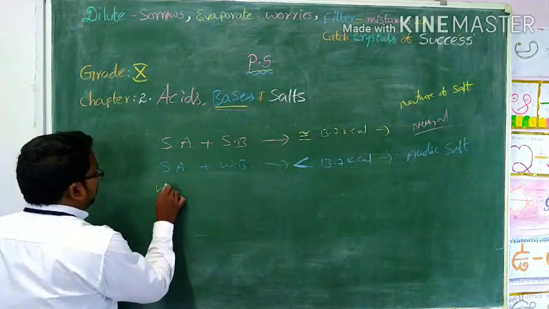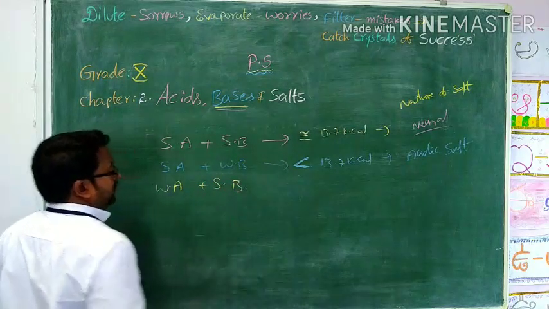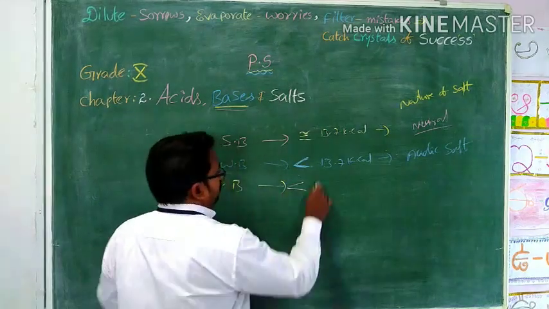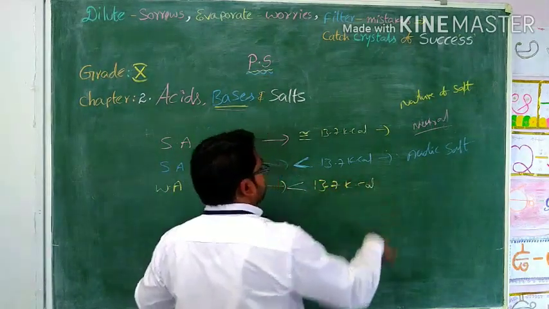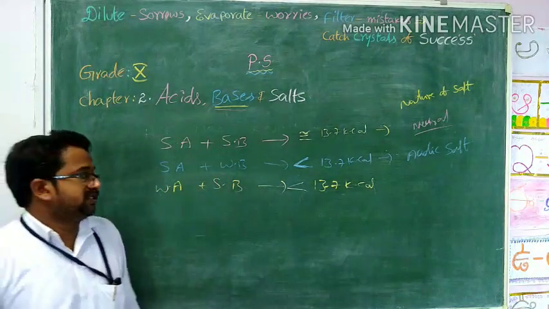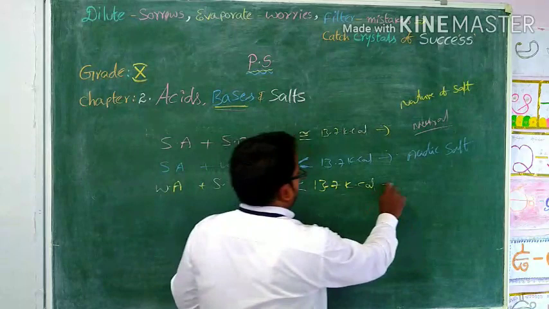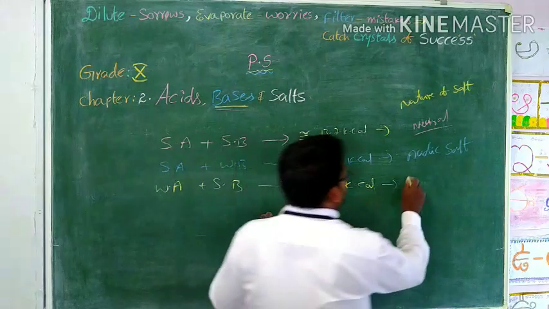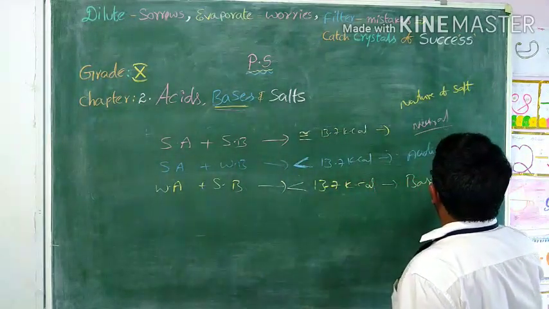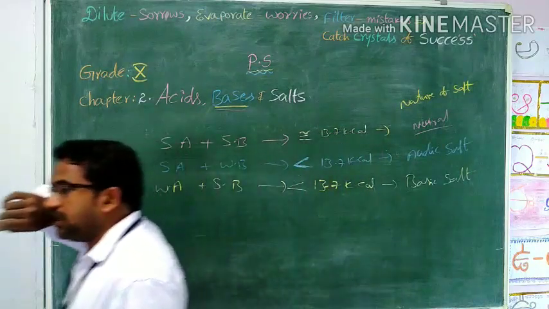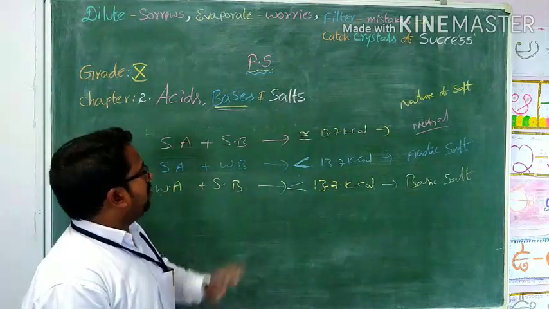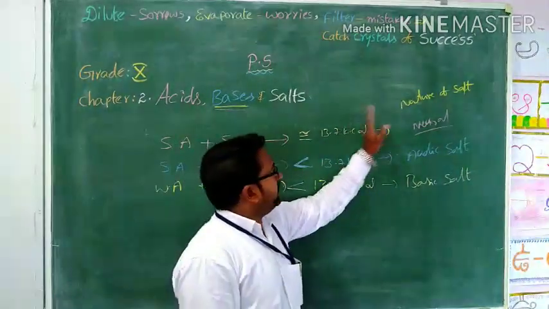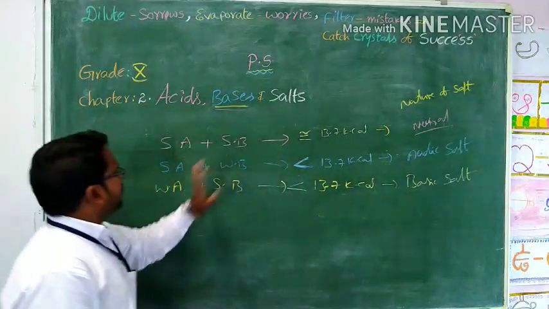Right? Let us see weak acid and strong base. Weak acid and strong base. In this case, what happened? That time also less than 13.7 kilocalories of energy is released. Less than 13.7 kilocalories. Now, nature. Now see what is strong here, acid or base? Base. So what is the salt here? Basic salt. So even though it is a neutralization reaction, in all neutralization reactions the salts formed are not neutral. The nature of the salt depends on the strength of the acid or base.